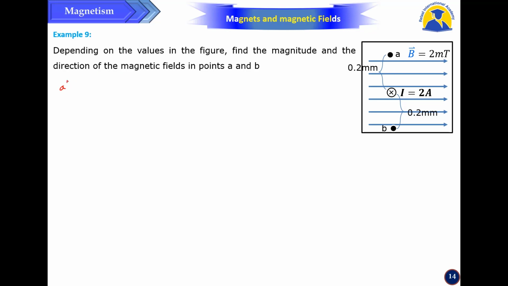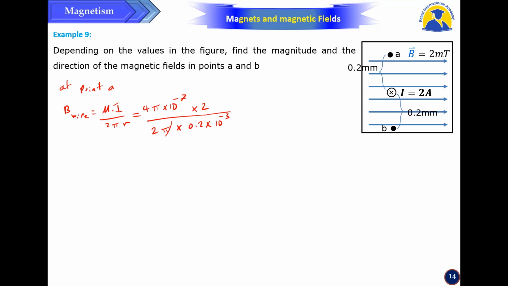So at point A, B wire will equal mu 0 I divided by 2 pi R, which equal 4 pi multiplied by 10 power minus 7 multiplied by current, which is 2 ampere, divided by 2 pi multiplied by the distance, which is 0.2 milli. We convert milli to meter, so we multiply by 10 power minus 3.